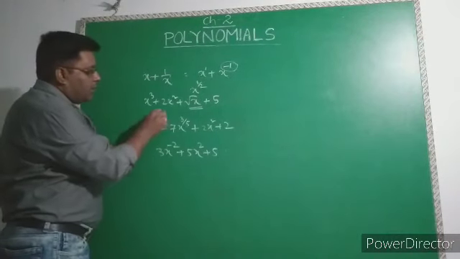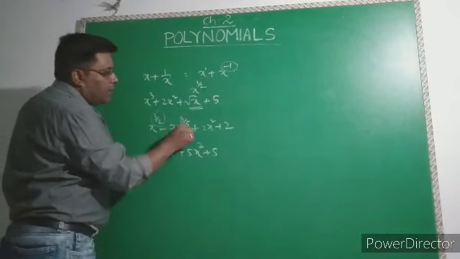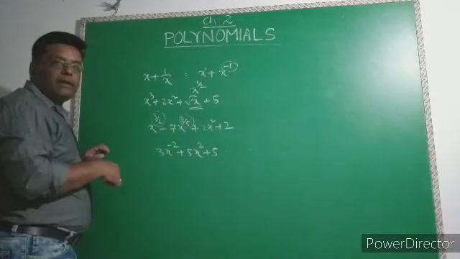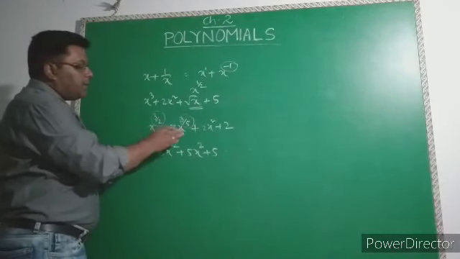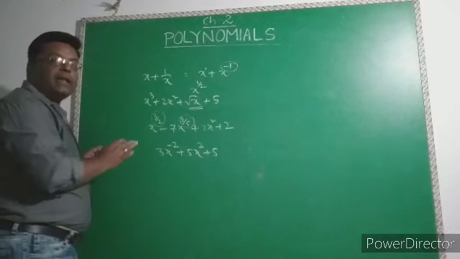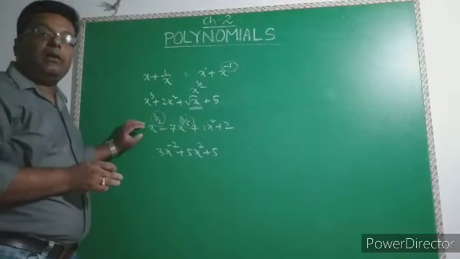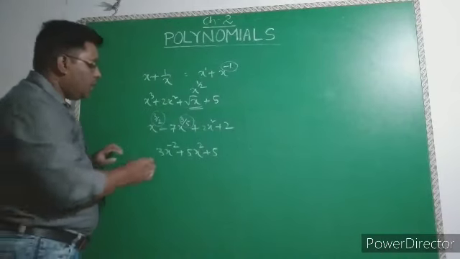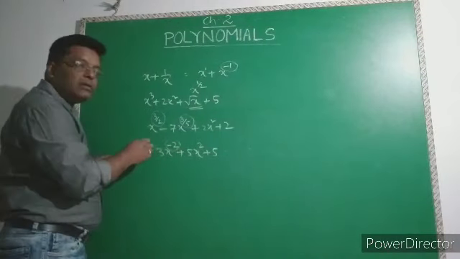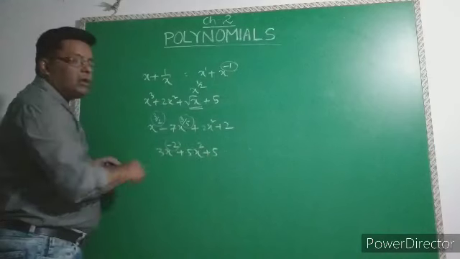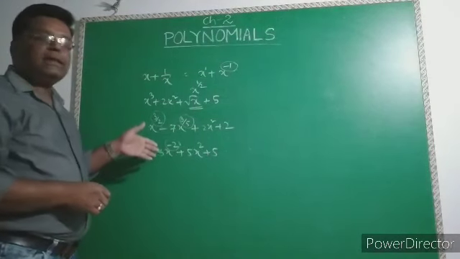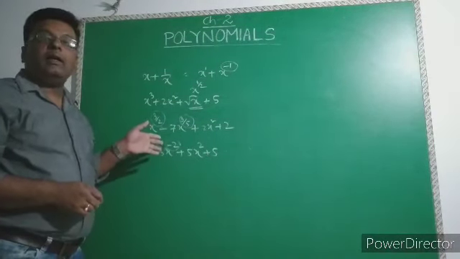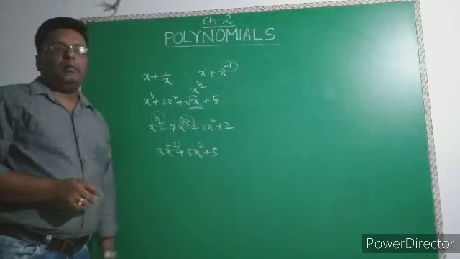Similarly, here x to the power 3 by 2 and x to the power 3 by 5 are there. So if in an algebraic expression the exponents of a variable are not whole numbers, then it's not a polynomial. Similarly, x to the power minus 2 is not a whole number exponent, so it's also not a polynomial. This type of algebraic expression is not considered a polynomial.